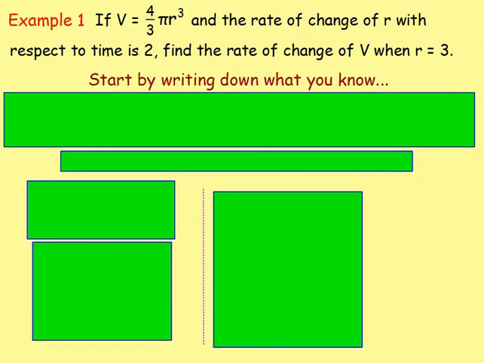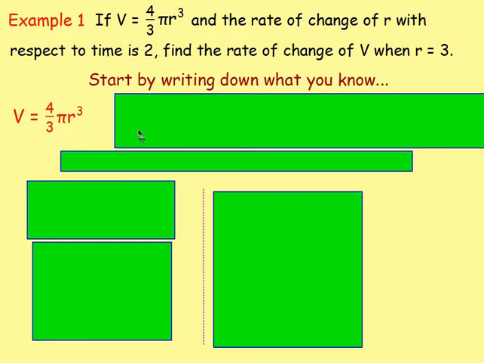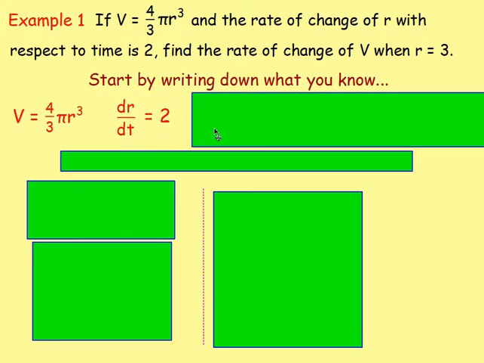Example 1. If V equals 4/3 pi r cubed and the rate of change of r with respect to time is 2, find the rate of change of V when r equals 3. The best way to answer these problems is by writing down what you know. The first thing is, we know this is the volume of a sphere and the volume equals 4/3 pi r cubed. What else are we told? We're told the rate of change of r with respect to time is 2. r is going to be changing depending on what time is, but that's equal to 2. So we can say that dr by dt is equal to 2.